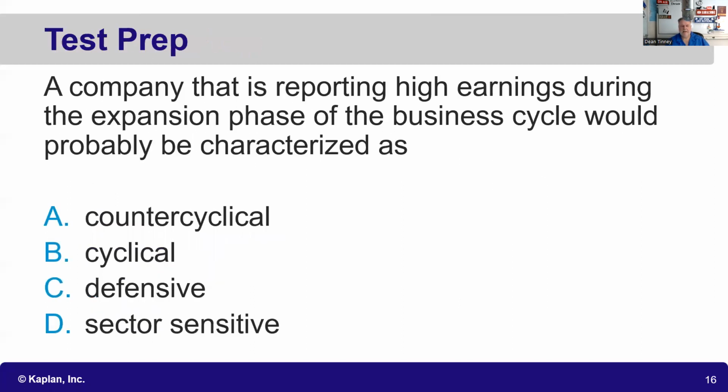A company reporting high earnings during the expansion phase of the business cycle would probably be characterized as counter-cyclical? No. Defensive? No. Defensive is a company, that's the more likely test question, by the way. Defensive is a company that delivers products and services resilient to the business cycle. Sector sensitive? No, it sounds like to me it's something that trades with the economic or business cycle. B. So a company that's reporting high earnings during the expansion phase of the business cycle would probably be characterized as cyclical. I would definitely know defensive as well. Pharmaceuticals, utilities, food.